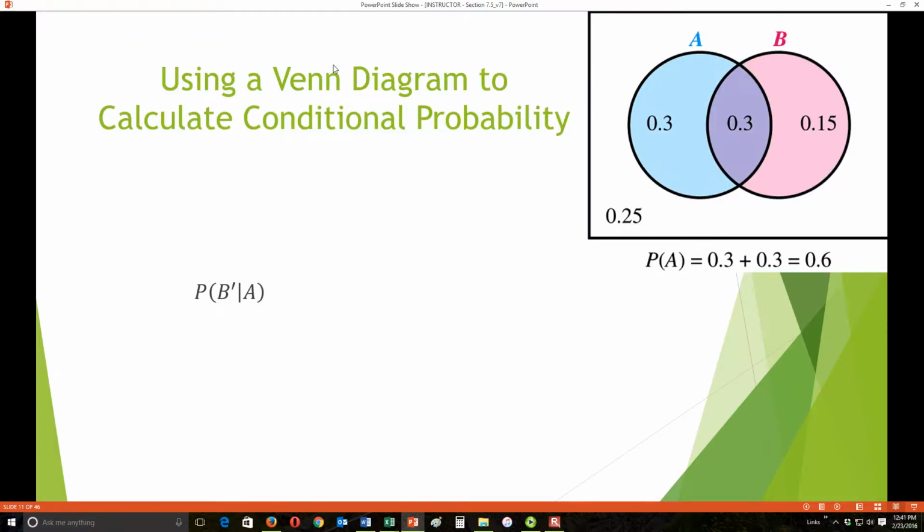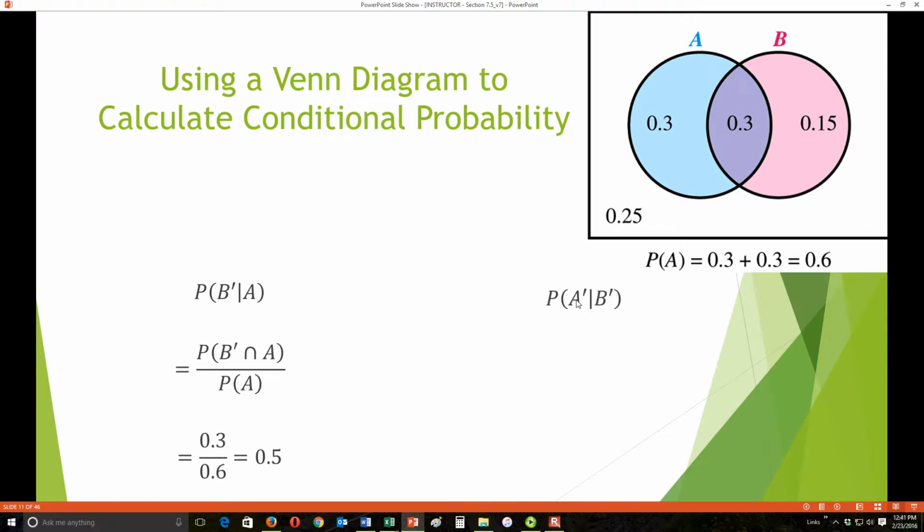All right, we can also use a Venn diagram to calculate conditional probability. The probability of B complement given A. Well, again, this is just the probability of B complement intersect A. Well, B complement is the stuff outside of B, so this 0.3 and this 0.25. A is at least 0.3, so when I look at their intersection, it's just the 0.3. And the probability of A is all the numbers in the circle added together. So it's 0.3 divided by 0.6, so 0.5.